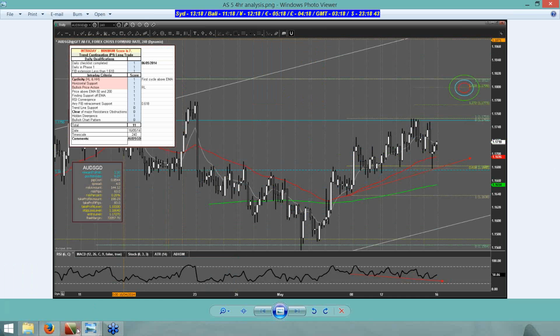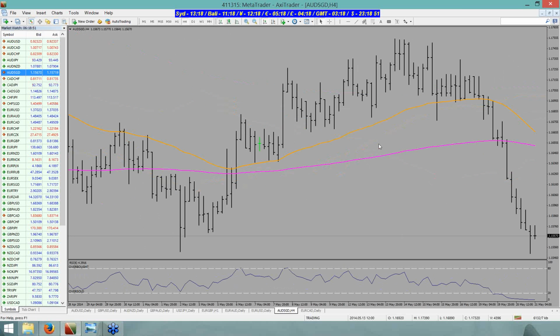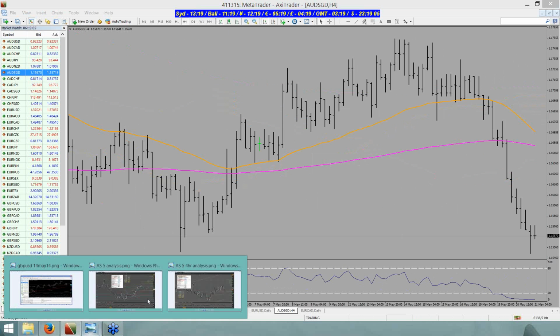Obviously, the Aussie got a bit of a touch up over the last 2 days, so Monday and Friday, and so you should have got out, but a little bit choppy here. Again, I think a better trending currency pair could have been found than this one.